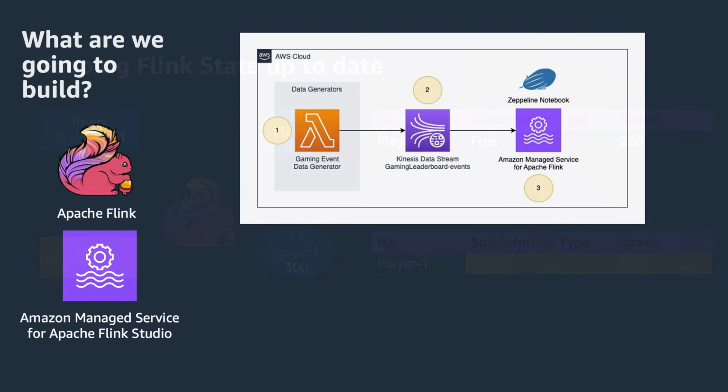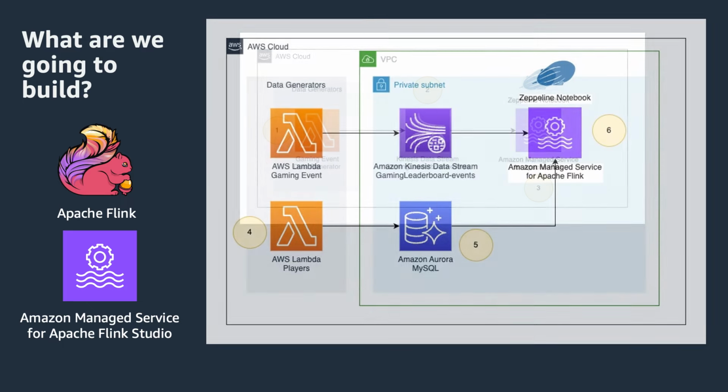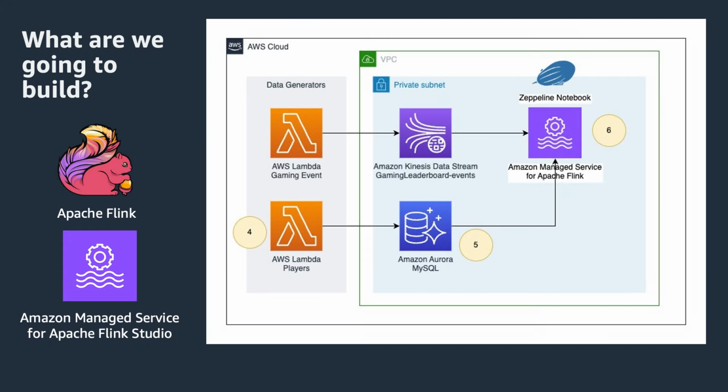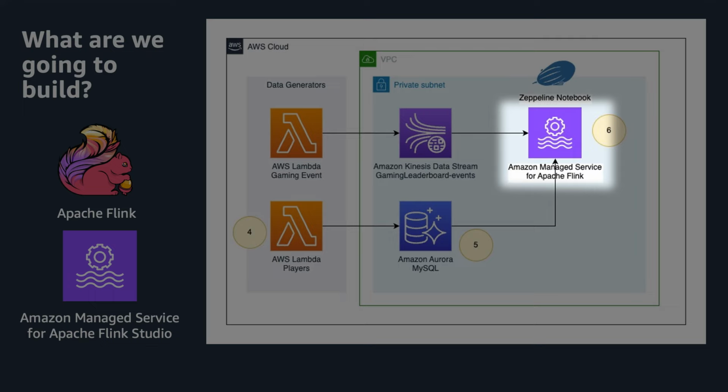What we have built so far is already the ingestion portion of the architecture. In this case, we will add two more components. One is the Lambda function, which is again a data generator, continuously generating these update, delete, and insert events into the database, and then we connect this database to Flink.